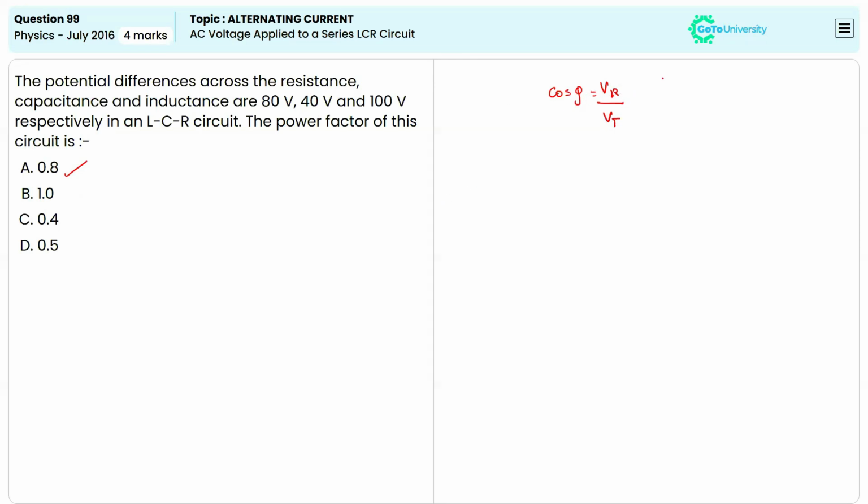It's given in the question that the voltage across the resistor is 80 volt, right? So we have VR, but we need V total. So V total can be calculated using a formula of the overall resistance square plus the corresponding value. So just you can try it. I will wait for your answer first. Yeah, I will show you the answer, right?